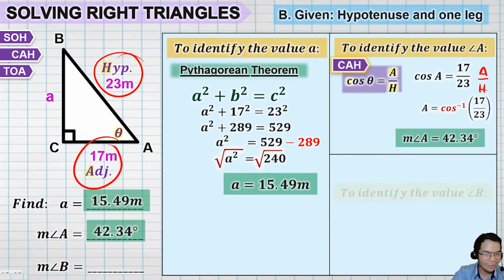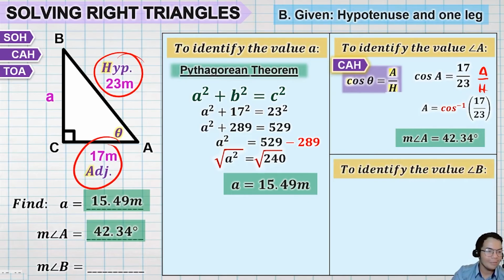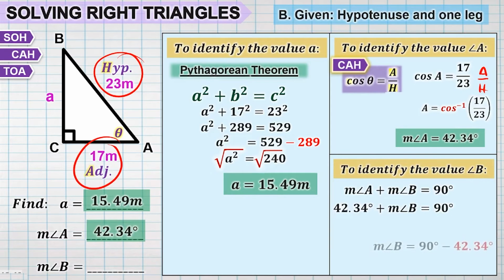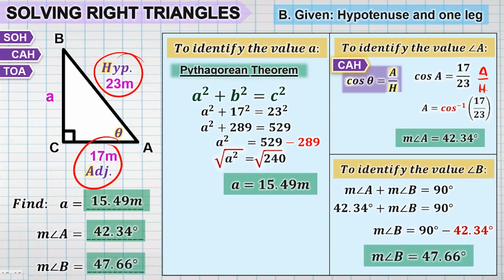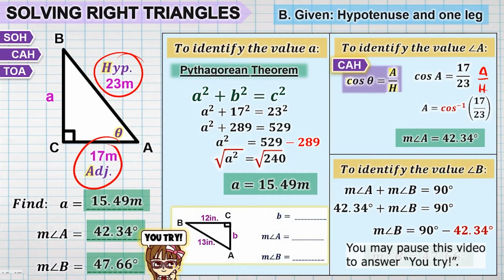O, tingin ko alam nyo na yung sukat niyan eh. How do I identify the measurement of angle B? O, subtract nyo lang. Subtract nyo lang yung nakuha yung 42.34 degrees dun sa 90 degrees. So, magiging 90 minus 42.34 degrees, which is equal to, using our scientific calculator, that's gonna be around 47.66 degrees. Okay, let's have this given example.